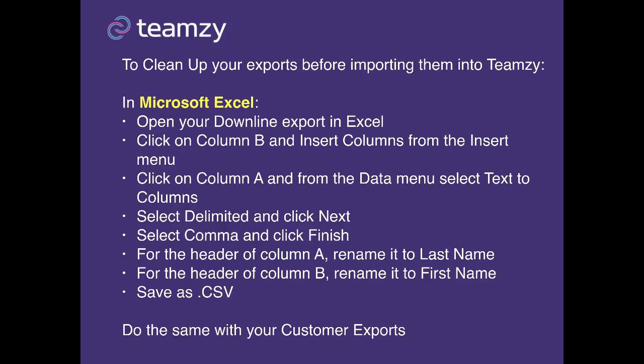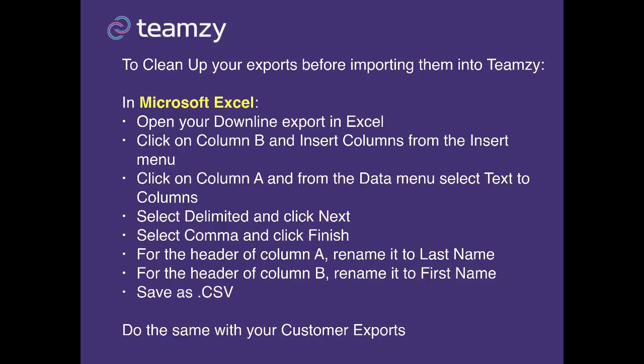Now go back to column A. Click on the top of column A and highlight the whole column. From the Data menu, select Text to Columns. Once you've done that, select Delimited and click Next. Now select comma and click Finish. That's going to split those columns for you into first and last name.